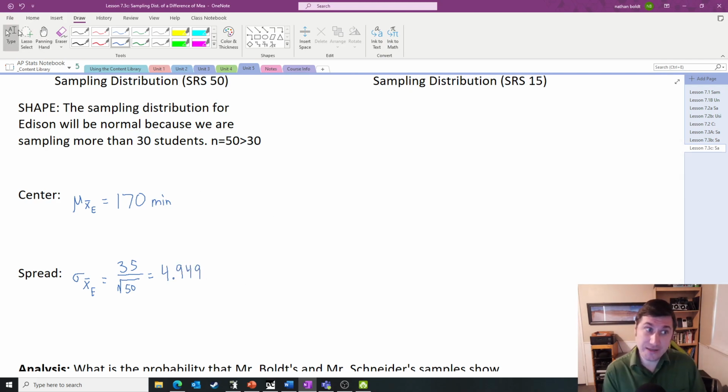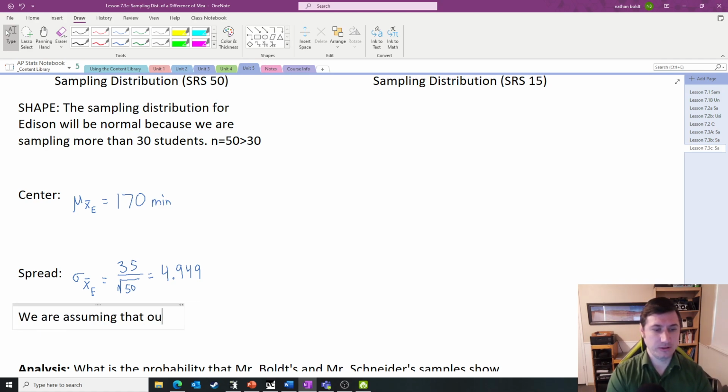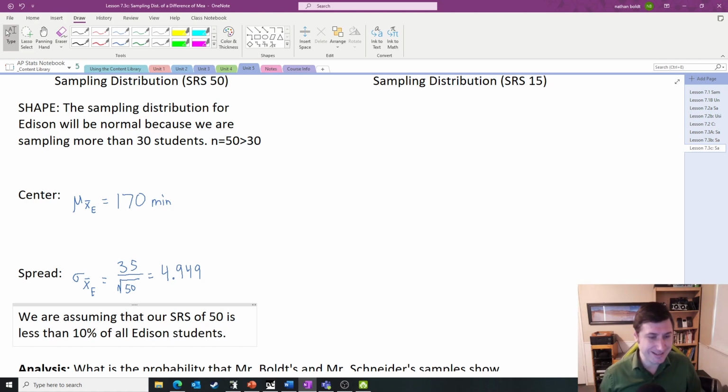Now, we did a standard deviation, right? Which means we gotta tip our hat to the fact that we are assuming that we are sampling less than 10% of our population. That our SRS of 50 is less than 10% of the population. But again, don't just say the population. What population? All Edison students. All right, we're looking at only Edison students for this one, and 50 is nowhere near 10% of the Edison student population. So that's a pretty safe assumption there, isn't it?